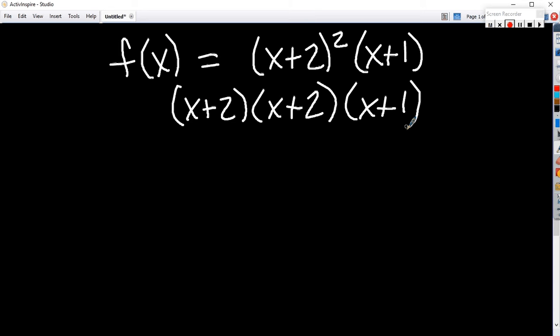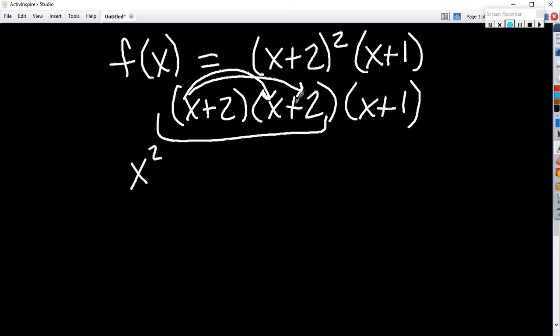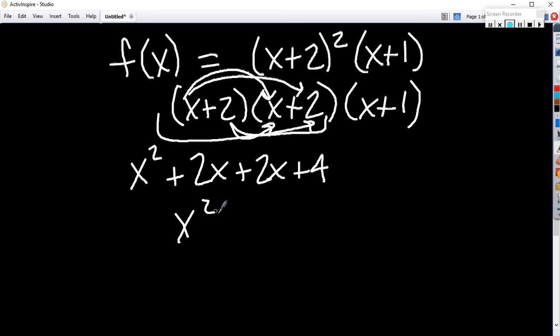So this goes back to the test you just took. How do I expand that out? What do I do? How do I multiply that? 2 at a time. So I'm going to FOIL the first 2. So x times x is x squared. x times 2 is 2x. 2 times x is 2x, and 2 times 2 is 4. So I got x squared plus 4x plus 4.